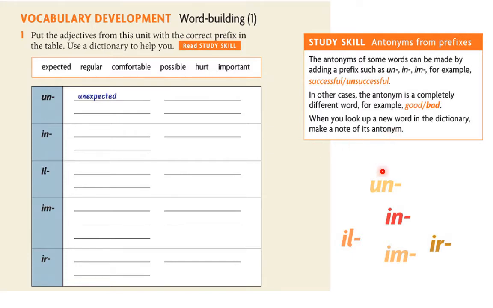So the types of prefix are un, in, il, im, and ir. In this exercise, we have 6 adjectives: expected, regular, comfortable, possible, hard, important. And we need to use the correct prefix and put them in the table. For example, expected. The antonym of expected is unexpected.